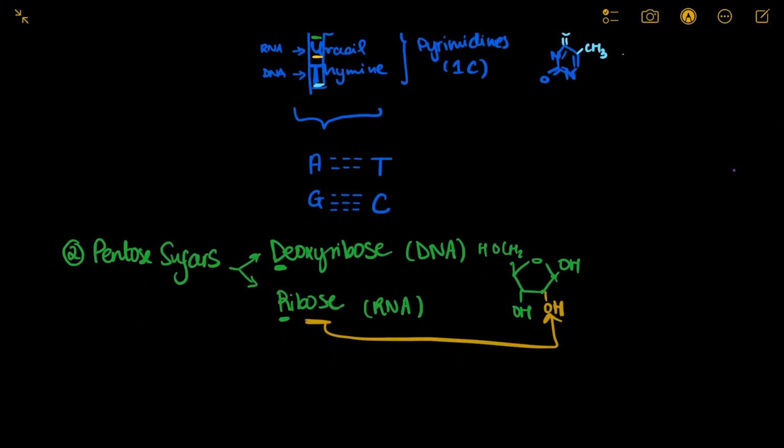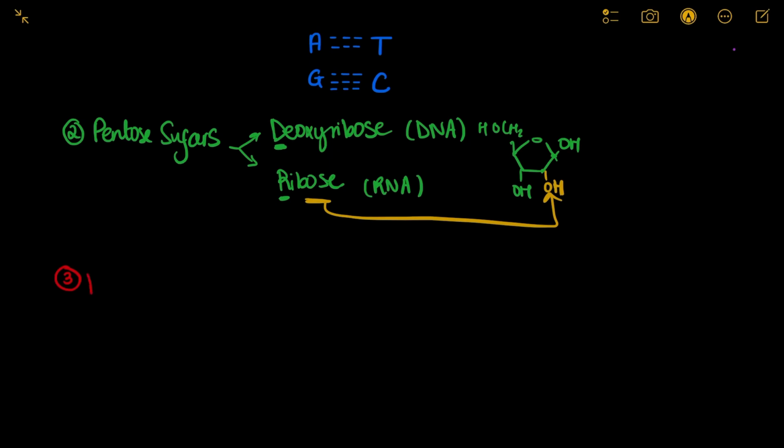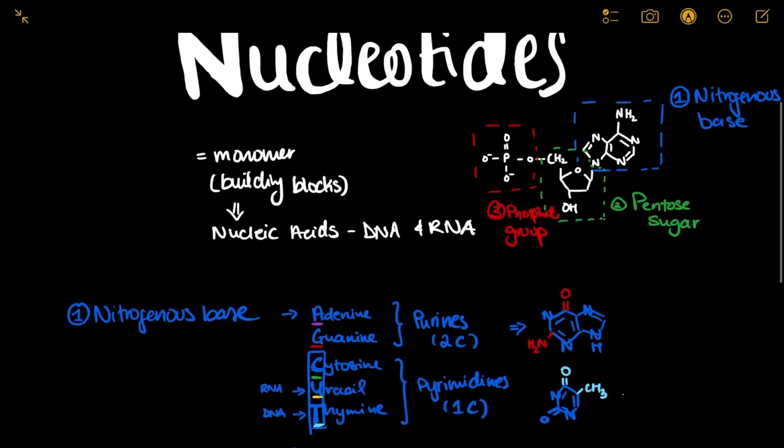Okay, now coming to the third part, that was the phosphate group. And the phosphate group is often represented like this, in short, and the formula would be with the phosphorus in the middle and some oxygens, like this, and then it's bonded to the pentose sugar.